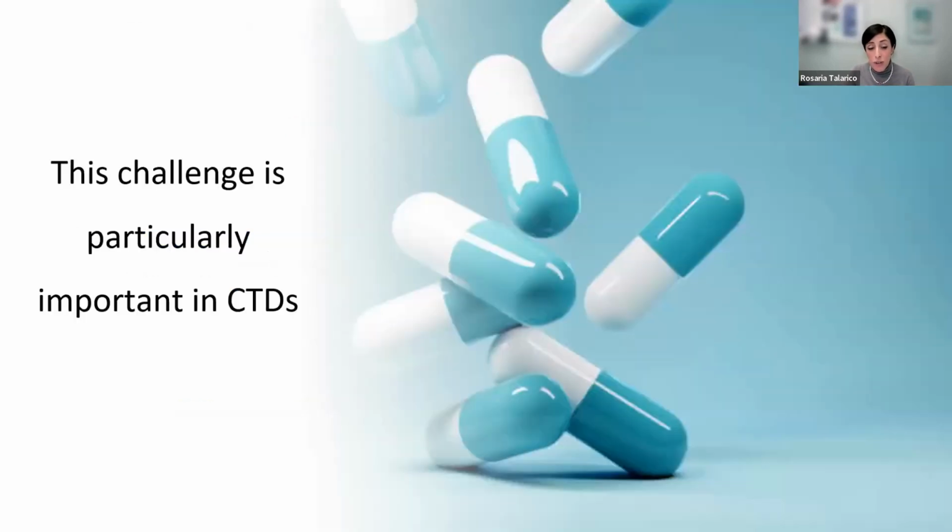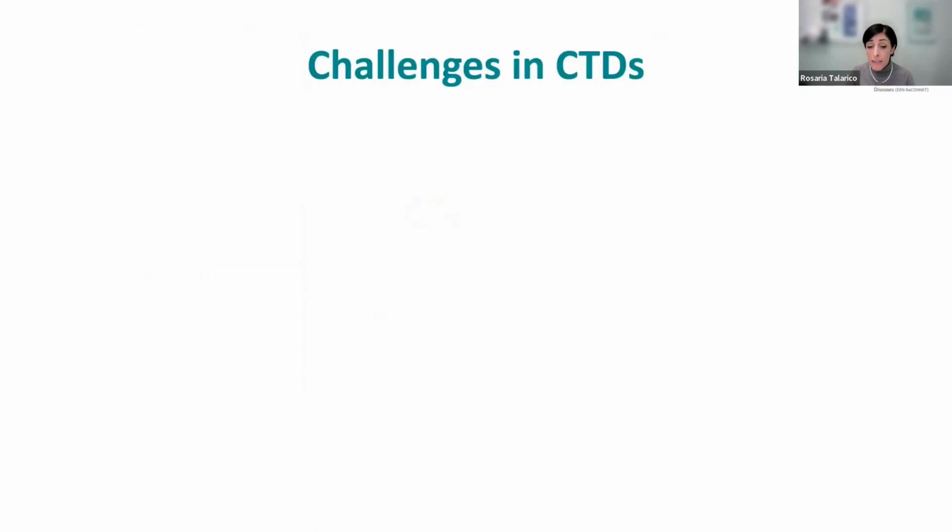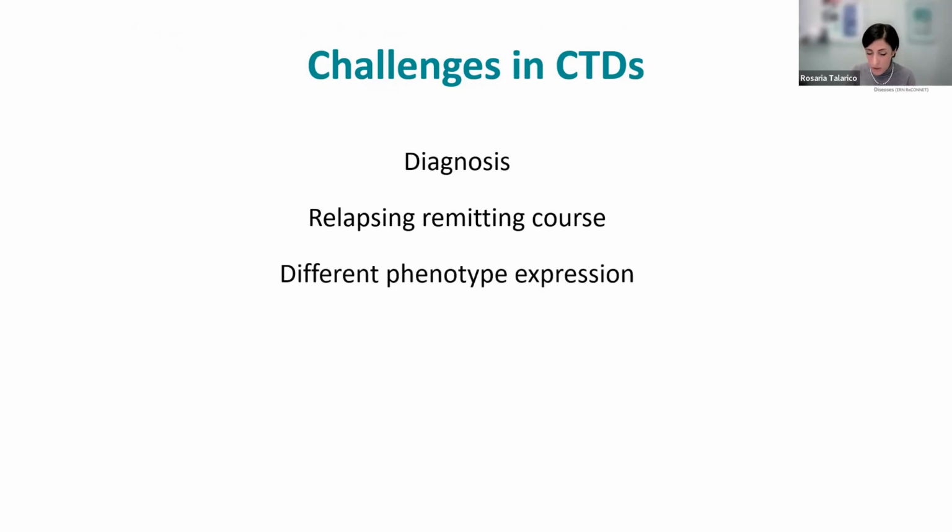Obviously, this challenge is really important for connective tissue disease in general. Why? Since we know that connective tissue diseases are always characterized by a lot of challenges: the diagnosis, early diagnosis, differential diagnosis, and many other aspects related to a chronic disease. The relapsing and remitting course of the disease, and in many cases the remitting phases, may be associated with low adherence for many reasons.